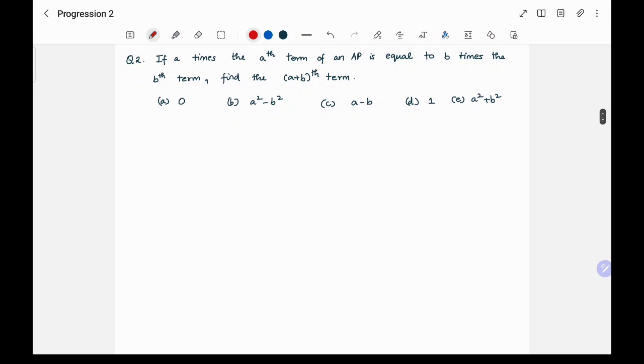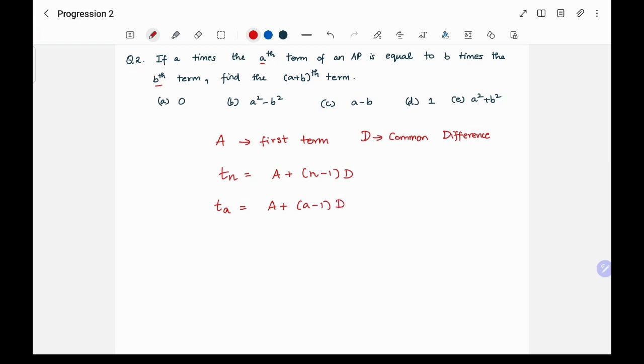If a times the ath term of an AP is equal to b times the bth term, find the a plus bth term. For an AP, what is the nth term? Let's say capital A is the first term and capital D is the common difference, just to differentiate. So what will be the nth term? The nth term will be A plus n minus 1 into D. So what will be the ath term? The ath term will be A plus a minus 1 into D.